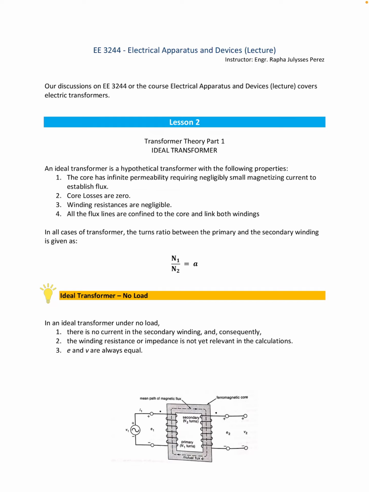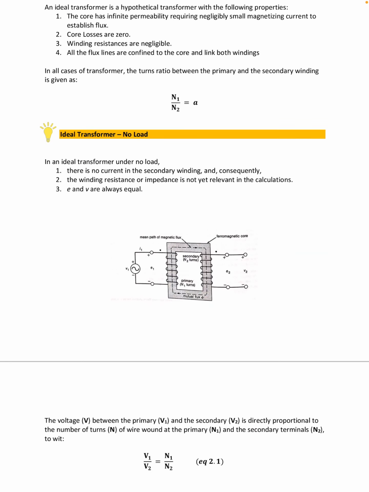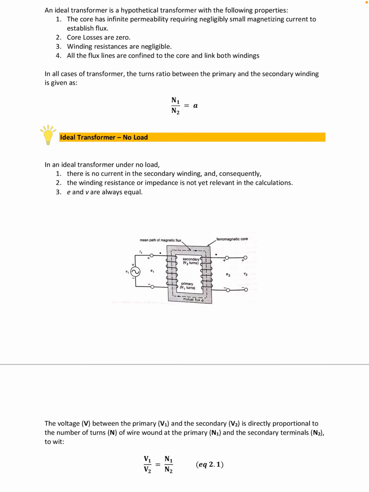So muna siyang conditions 1 to 4. And in all cases of transformer, the turns ratio between the primary and the secondary winding is given as N1, the number of turns on the primary side, divided by the number of turns on the secondary side. That is what we know as the turns ratio. So we have two conditions under ideal transformer.